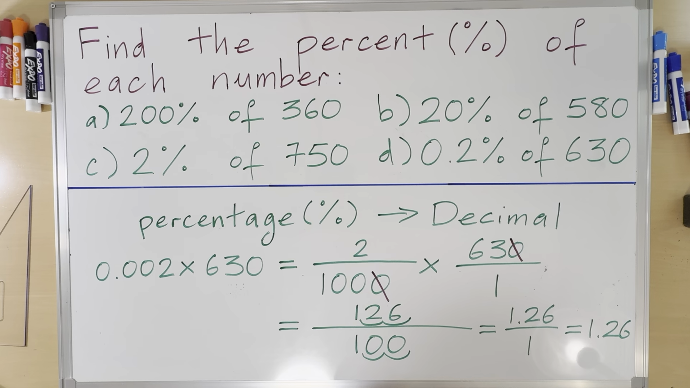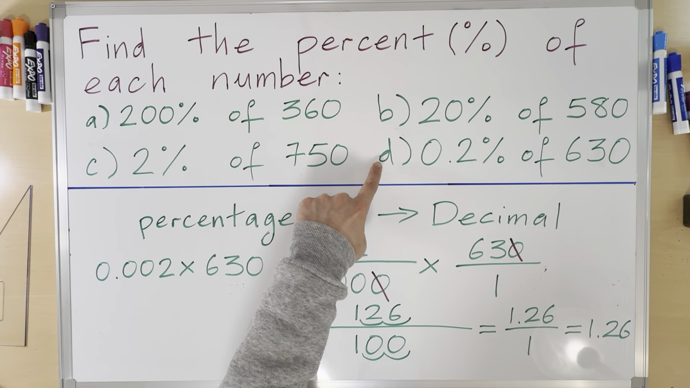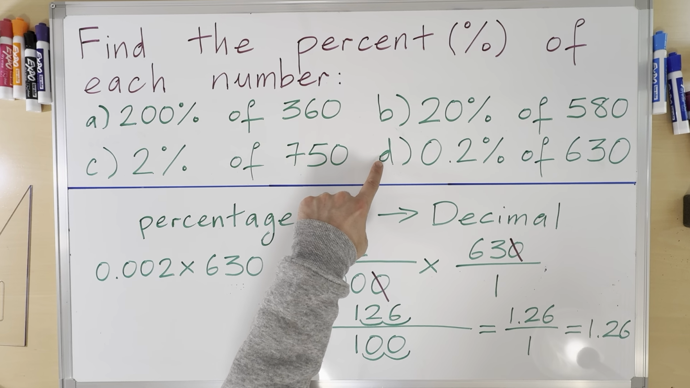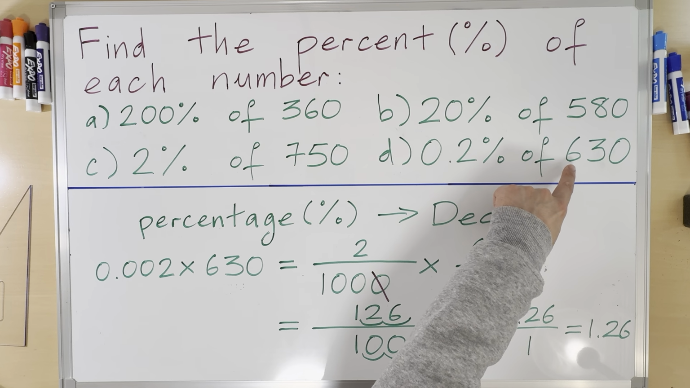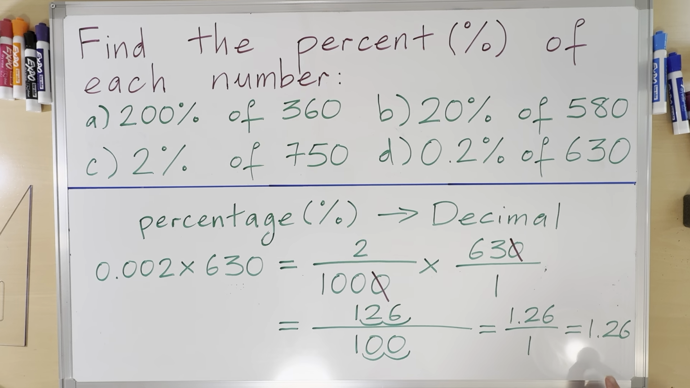And 1.26 divided by 1 is equal to 1.26. And so therefore, the answer to problem D, 0.2% of 630 is equal to 1.26. And this is how you calculate the percentage of a certain number.